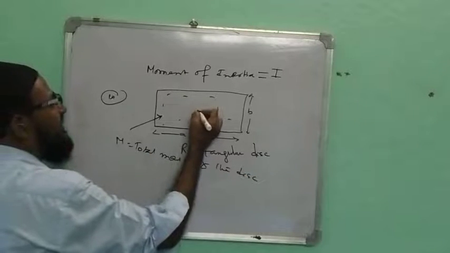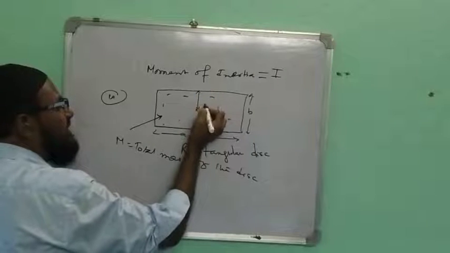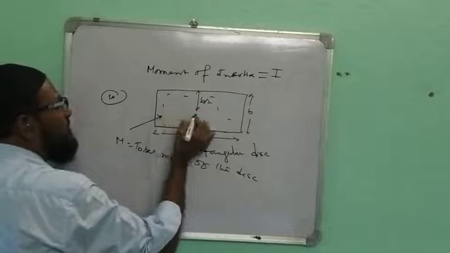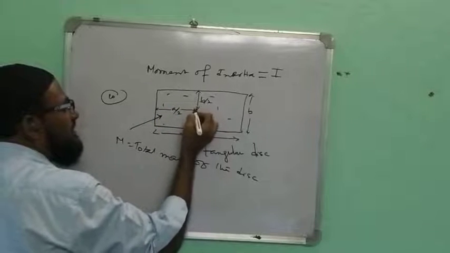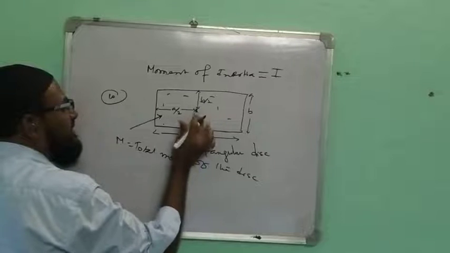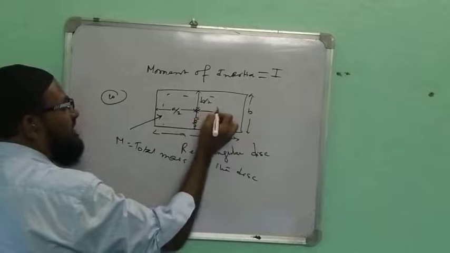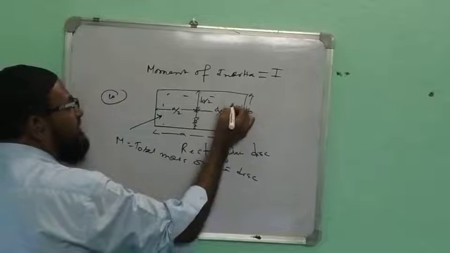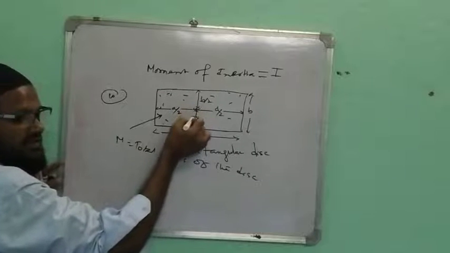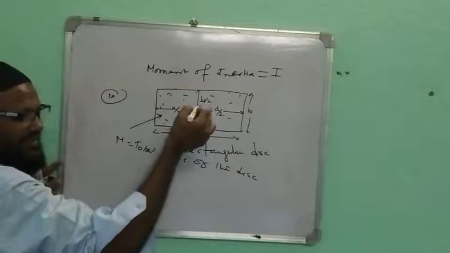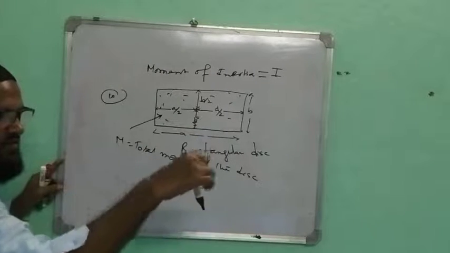From here, please try to understand. Here to here, this is B by 2. Here to here, A by 2. Clear? This is a rectangular disk. From here, the axis of rotation passes. The body is moving like this, and the axis is perpendicular to the plane.